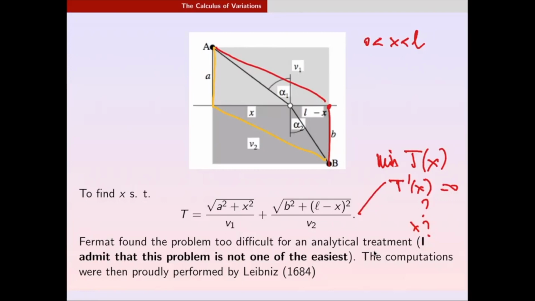The next time you go to an exam with a professor, and the professor asks you a question which is too difficult for you, or it belongs to a chapter that you didn't study, a very elegant way of saying that to the professor is to say, well, professor, this question is not one of the easiest. This is more elegant than saying, oh, I don't have any idea, or, oh, I'm sorry, I didn't study this chapter. You can always say, like Fermat, this question is not one of the easiest, okay?